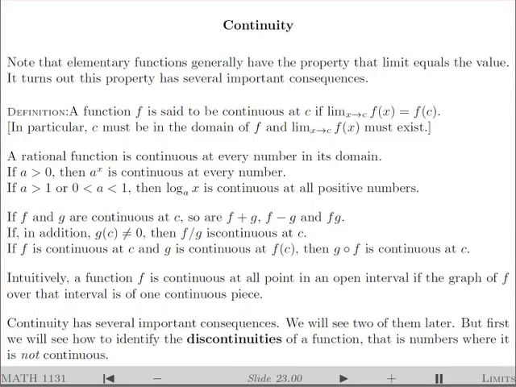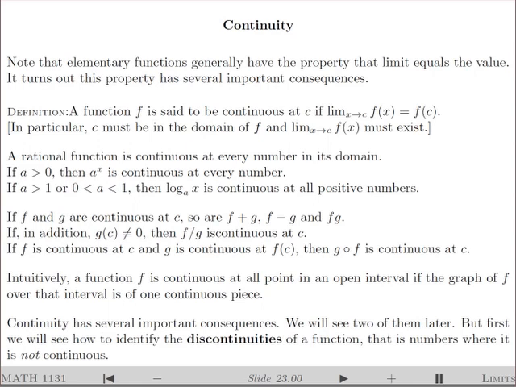Welcome. In this session, I will discuss continuity of functions. We'll talk about continuity at a single number first, and this comes from a property that's generally true of elementary functions, namely the limit equals the value. Turns out functions with this property have other important properties as well. Two of them will be relevant to what we will do later.